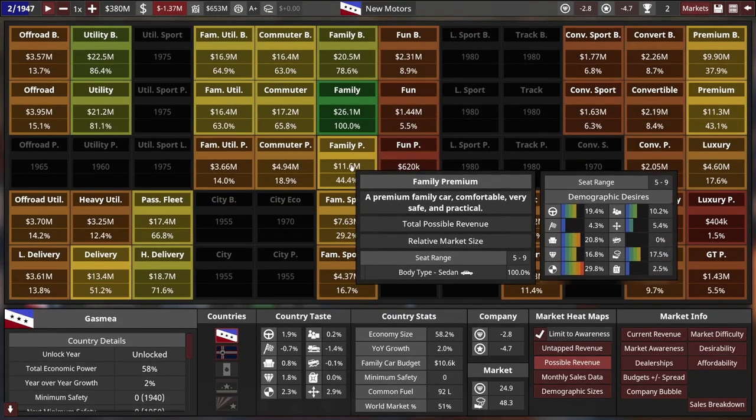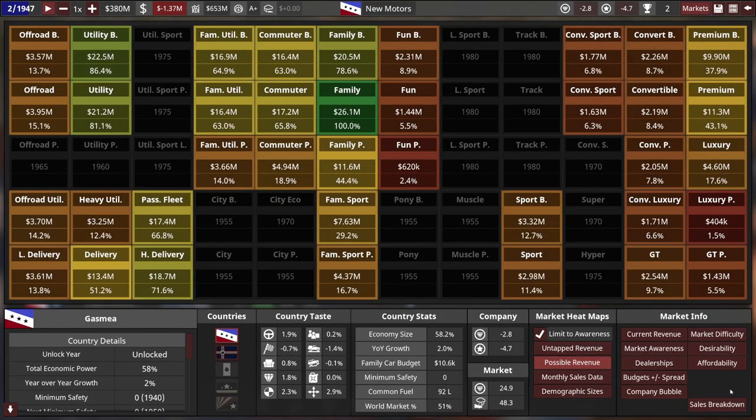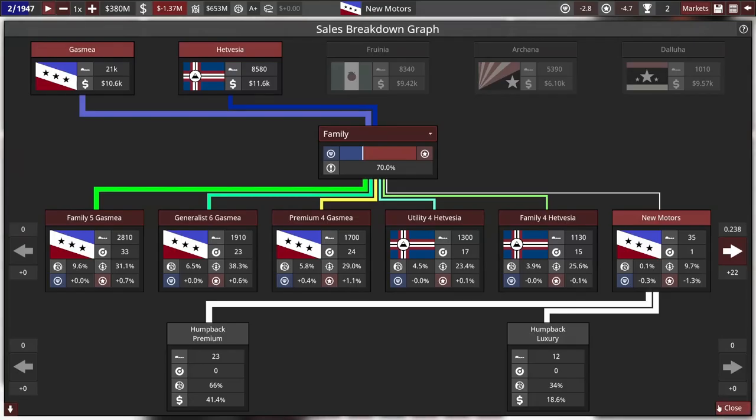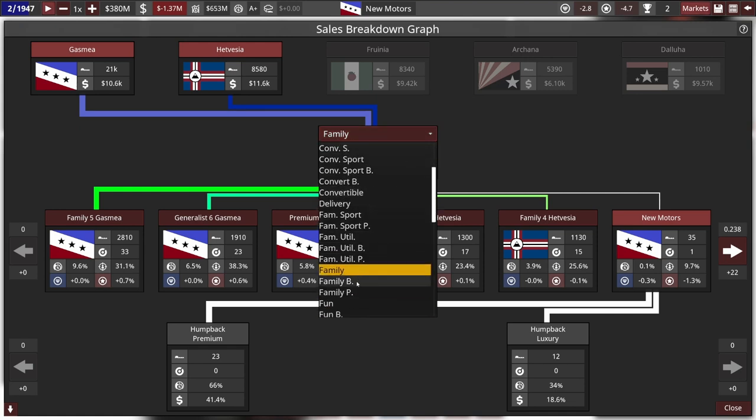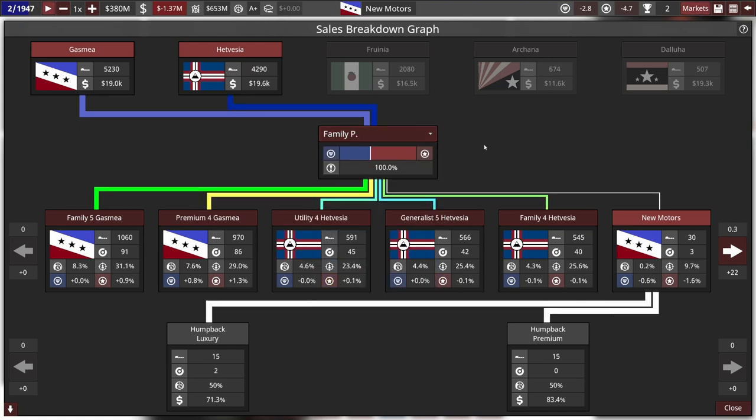If we look right now at Family Premium in Gazmia, we have a new feature for 4.3, the sales breakdown. We can see who is selling what. And despite only selling pre-orders, we are already the 5th best-selling company in Gazmia for the family premium market. That means we have a pretty good car.